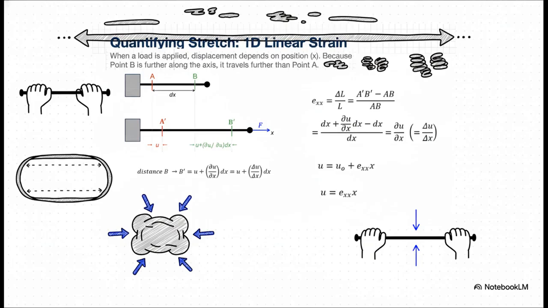You take how much the length changes and you divide it by the original length. It's that simple. You pull on a rubber band? Yep, that's normal strain in action.